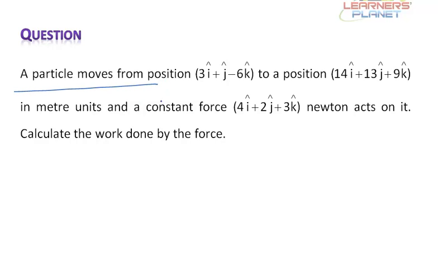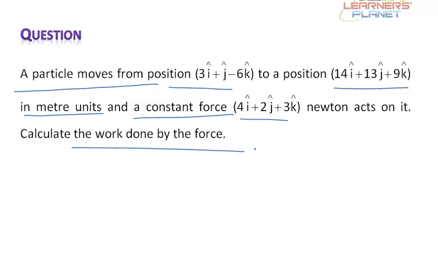A particle moves from position 3i cap + j cap − 6k cap to a position 14i cap + 13j cap + 9k cap, in meter units, and a constant force 4i cap + 2j cap + 3k cap Newton acts on it. Calculate the work done by the force.